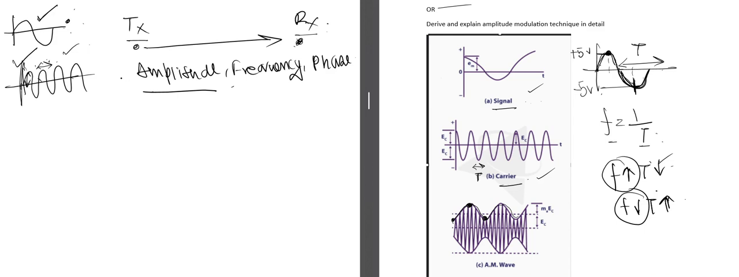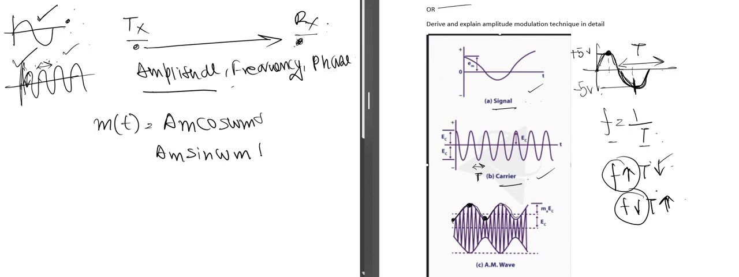Now, in order to obtain the mathematical expression, let us say the message signal m of t is equal to A_m cos of omega_m t, or instead of cos, let us say A_m sine of omega_m t. What is A_m? It is the amplitude of the message signal, and omega_m is the angular frequency of the message signal.